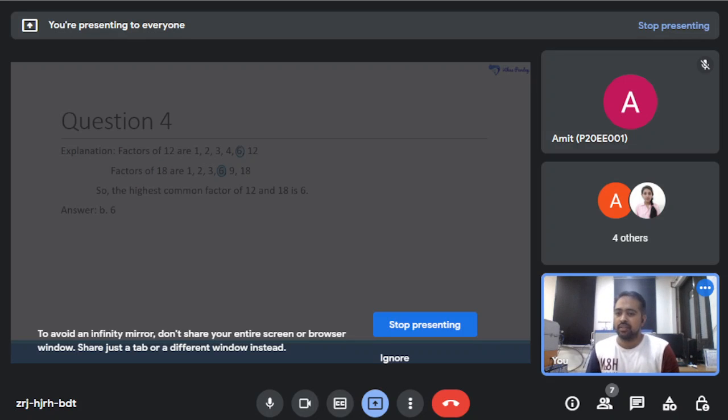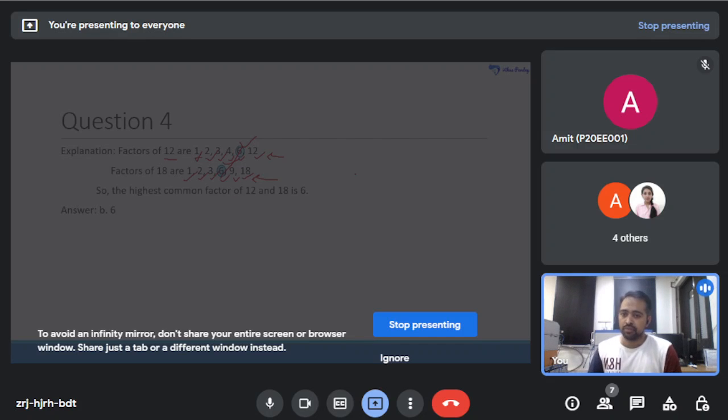So if we factorize 12, it is 1, and 1 is a factor of all the numbers. Then again it is divisible by 2, by 3, by 4, by 6, and then 12. Or the factors of 18 are 2, 3, 6, 9, and 18. So seeing from this side, if we see, 6 is the common. So 6 is our HCF.